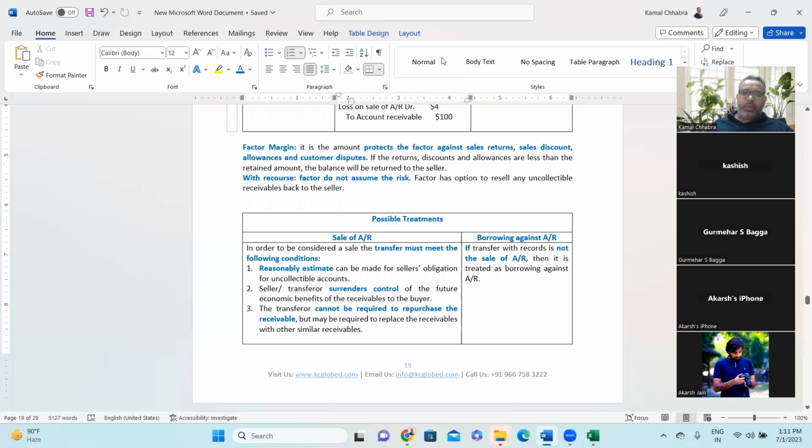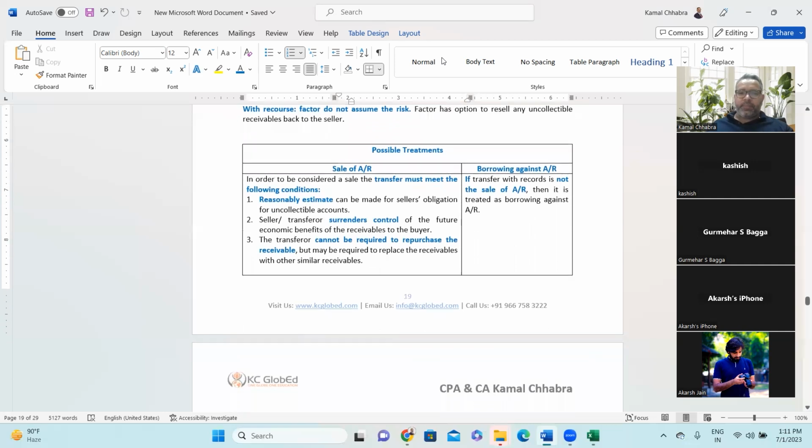Factor margin is the amount that protects the factor against sales returns, sales discounts, allowances, and customer disputes. If the returns, discounts, and allowances are less than the retained amount, the balance will be returned to the seller. With recourse, the factor does not assume the risk. The factor has the option to resell any uncollectible receivable back to the seller, which we have discussed earlier.